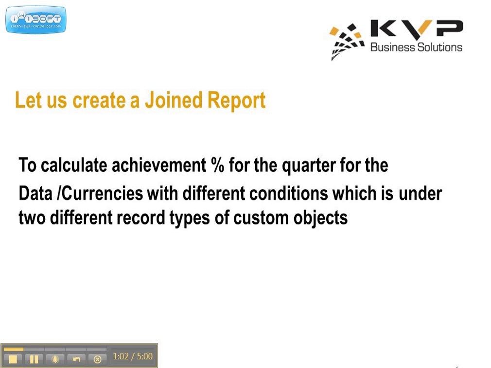Let's create a join report. In our example, we are calculating achievement percentage for the targets and respective actuals under different record types from a single custom object.